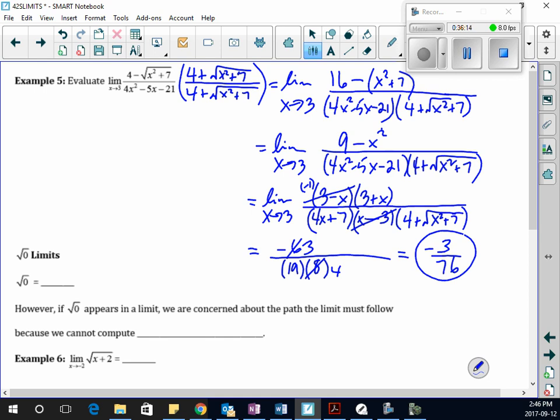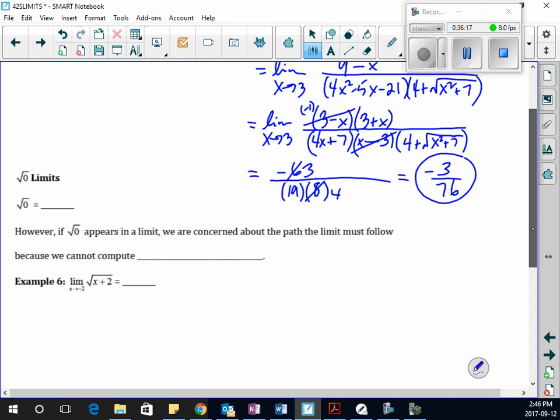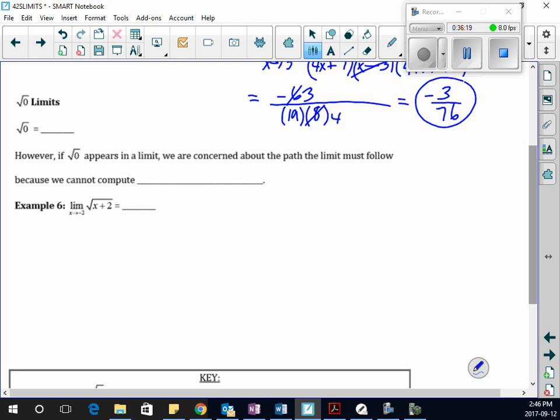Okay, then we have the square root of 0 limits. What's the square root of 0 equal to? 0. Does everybody agree the square root of 0 is 0? Okay, however, if the square root of 0 appears in a limit, we're concerned about the path it follows, because we cannot compute the limit I think I want here.